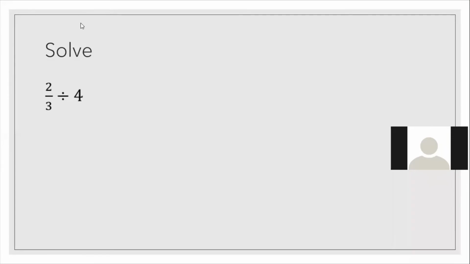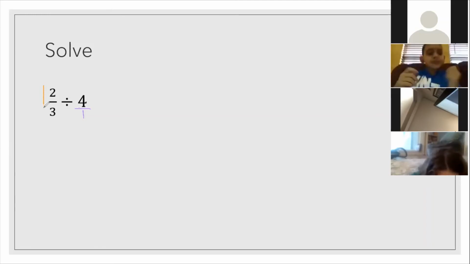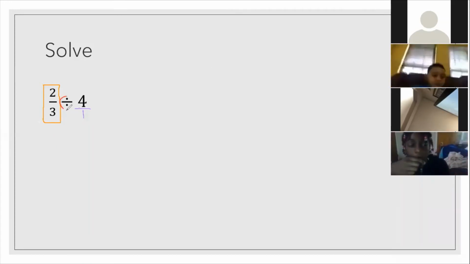All right, number 2 says 2/3 divided by 4. Someone help me out. What's my first step? Add a 1 under the 4. Great job. You can put a 1 under any number, and it'll still be a whole number. What's my next step? Someone else. Keep the 2/3. Change the division to multiplication. Okay, so I heard my first step was to keep the first number. What's my second step? Change the division symbol to a multiplication symbol.